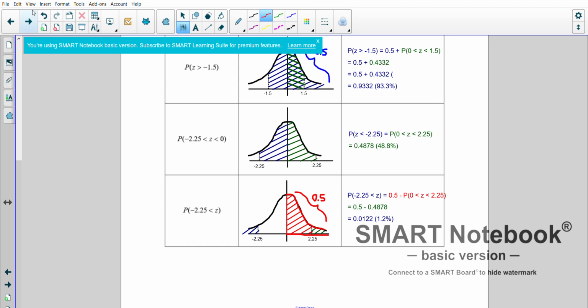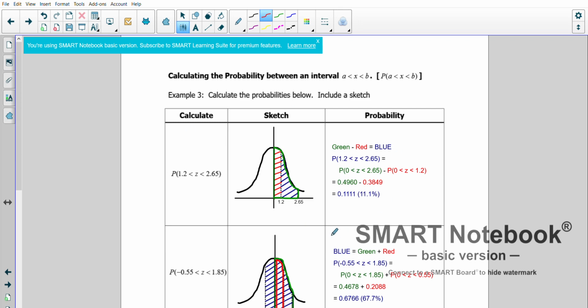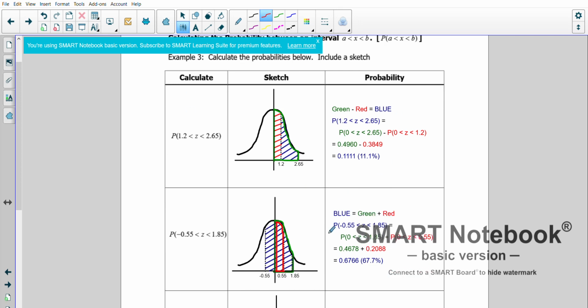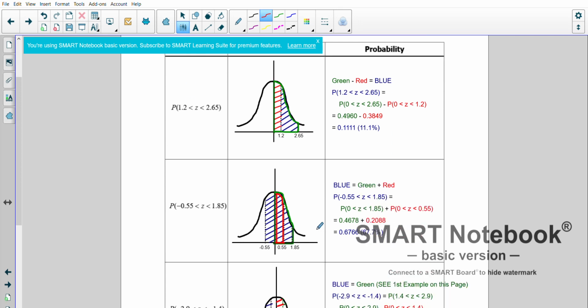All right, a couple more examples of this where I think I'll do a range, and then we'll move on to a couple more examples, then we'll be done. So now I want to know, what's the probability that my z-score is going to be between 1.2 and 2.65? So again, I want the shaded blue region. Well, how am I going to get this?